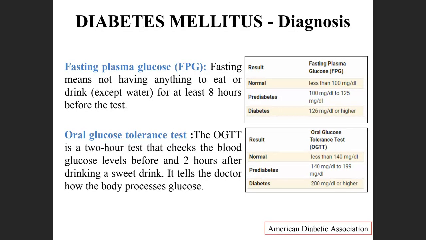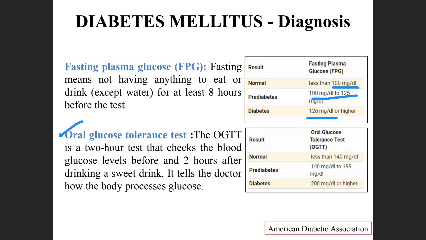If the person is normal, the level will be less than 100 mg per deciliter. Pre-diabetic is considered to be a level of 100 to 125 mg per deciliter, and if a person is diabetic, then it can be anything more than 126 mg per deciliter.